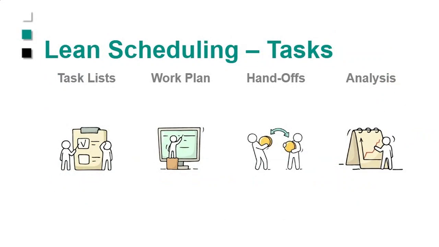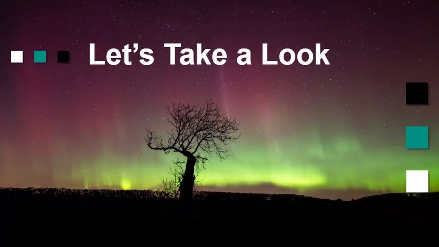And really how you use the lean scheduling pieces. They could be task lists, they could be a work plan, they could be handoffs at the job site, okay? And this gives you some different capabilities of analysis as well. So that will be the focus for the tool and what we're going to dive deeper into. And Marilyn's going to do that for us.